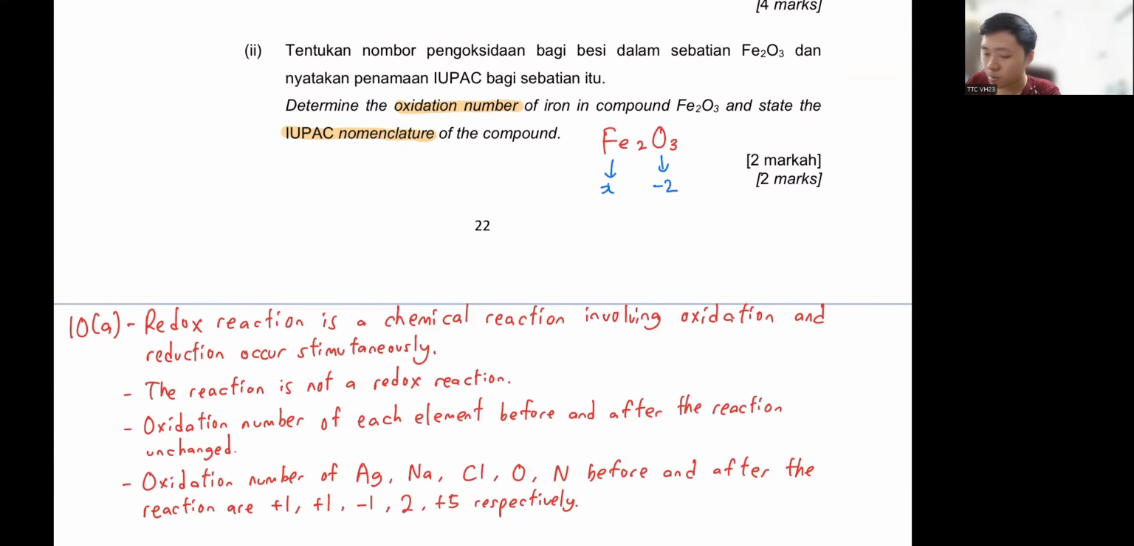First of all, state the meaning. A redox reaction is a chemical reaction involving oxidation and reduction occurring simultaneously. You have to write this. The reaction is not a redox reaction, because the oxidation number of each element before and after the reaction is unchanged. It didn't change anything.